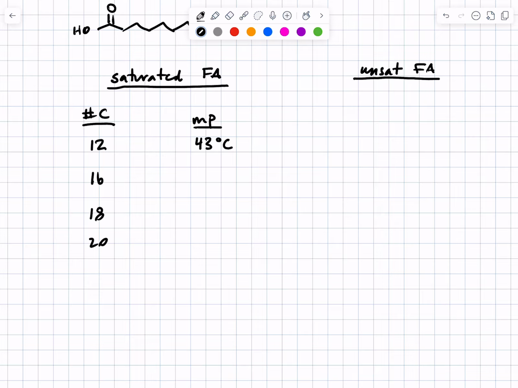So this is a solid. Even the 12 carbon fatty acid chain is a solid at room temperature. As you go up in size, you need even hotter temperatures in order to melt the fatty acids. So these fatty acids would all be solids.